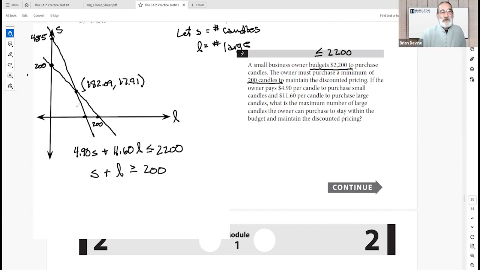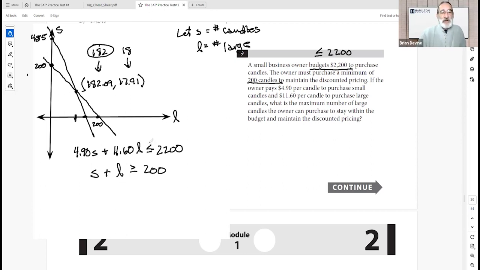The scale is a little bit off, but this tells me that if I have 182 of these and 18 of these, well, that's 200. I'll get the discount, and the maximum I have to buy of the largest would be 182.